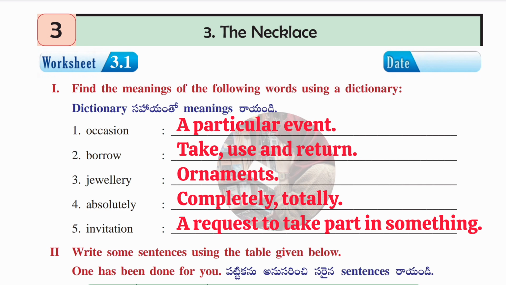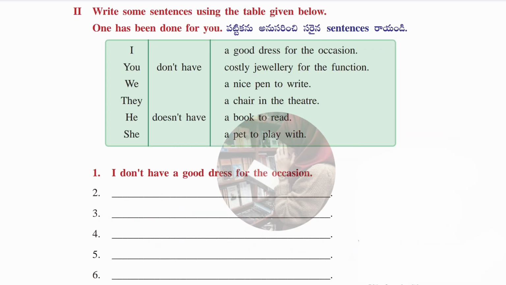Okay, let's move on to the second Roman, which is write some sentences using the table given below. One is done for you. Okay, one table is given which has 3 columns. What we have to do, with the help of this table we need to phrase a sentence. One is already done, which means you have to pick one word from each column and make a sentence. One word from the first column, a small phrase from the second column and another phrase from the third column. Like that you have to pick out and make a sentence.